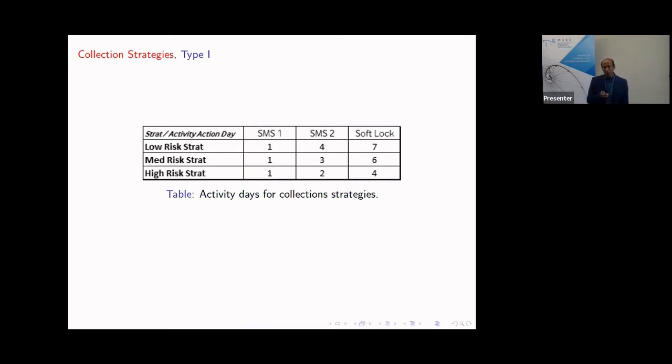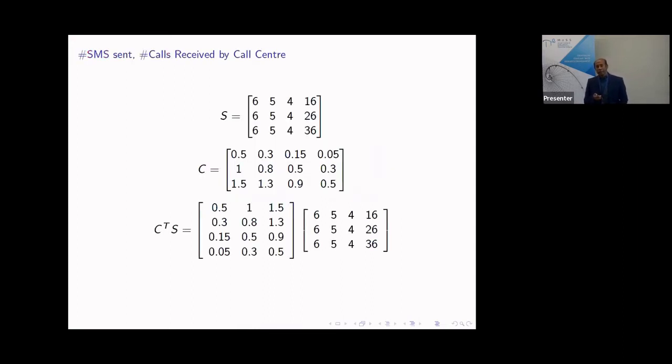So for these three groups of people, rather than what they have been doing, which is just one strategy that applies to all groups and is not optimized, these three strategies will apply to each group: low risk, medium risk, and high risk people. Here is an example.